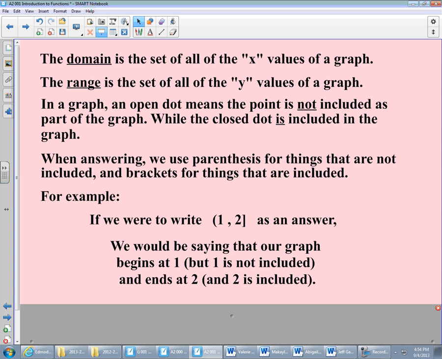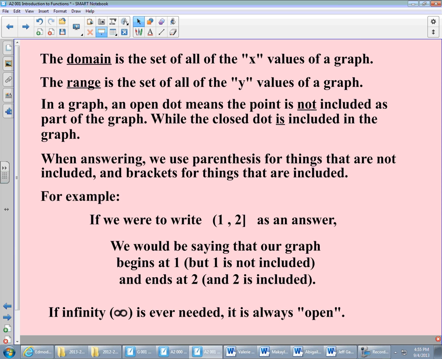Now the 1 has a parenthesis on it, meaning that 1 is a boundary to the graph, but with the parenthesis, it is not an included part of the graph. It is the boundary, but it's not part of the graph. 2, on the other hand, has the square bracket. That means it is the boundary as well, but it is included as part of the graph.